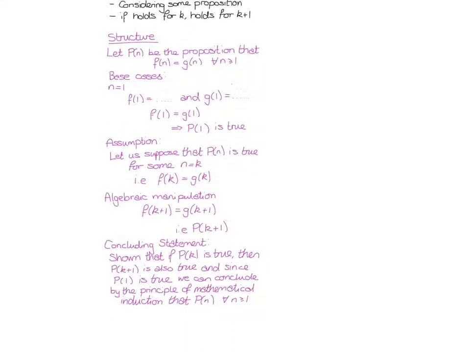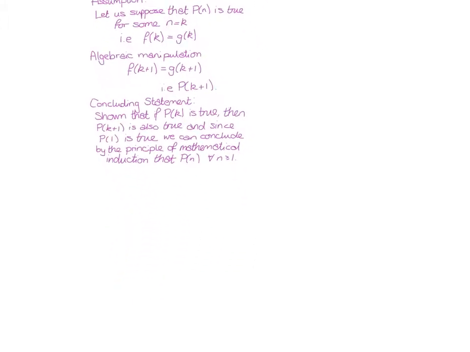So to summarise, we have to state our proposition, look at base cases, which is usually just n equals 1, state our assumption that Pn holds true for some integer k, we do some algebraic manipulation to reach that pk plus 1 holds, and then we can write our concluding statement. So let's move on to looking at an example.